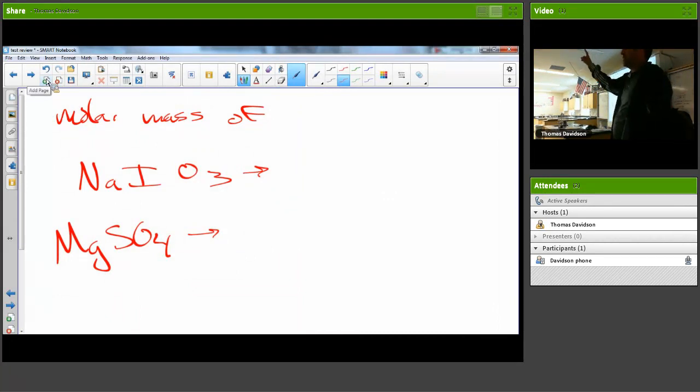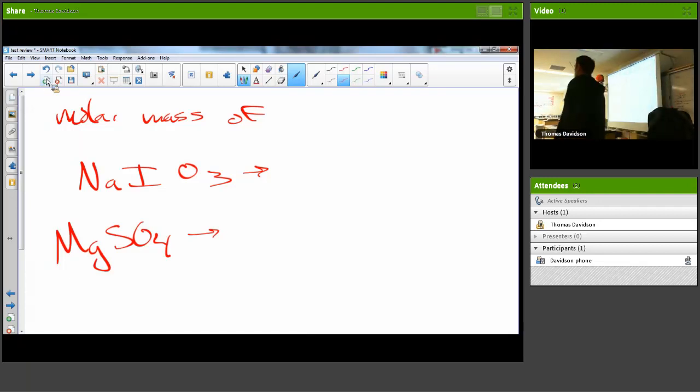Molar mass tomorrow, and all they give you is a formula, what's the only thing you have to do? Add them. You just have to add them together. Don't try and picket fence something that doesn't need to be picket fenced. Are we all right with that?